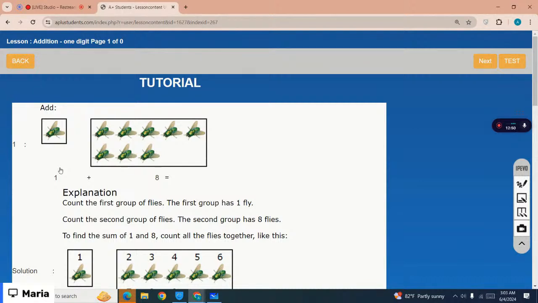The first one is you have two boxes. In the first one you have only one bee, and in the second one you have 1, 2, 3, 4, 5, 6, 7, 8 flies. You need to count them all together, the total flies. You have to see how many total flies are in both the groups, right? So the first one is 1, and when you count the second one, 8 plus 1 is 9. So together they are 9. That means there are 9 flies in both groups. Got it? So the correct option is 9.